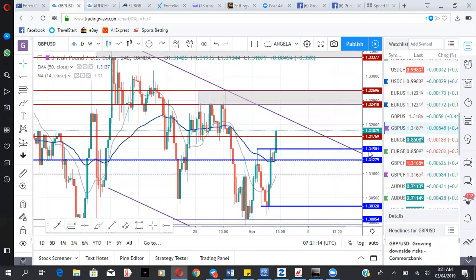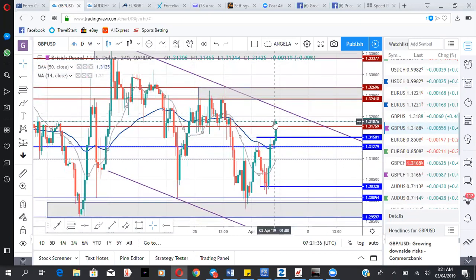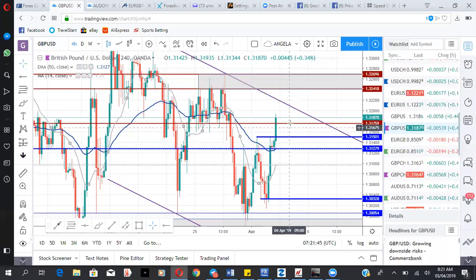Price will most likely drop to 1.3150 if we get selling pressure. So this zone between 1.3150 and 1.3127 may act as a support area, and price may move higher from there.